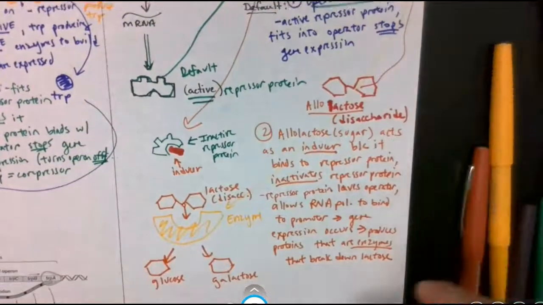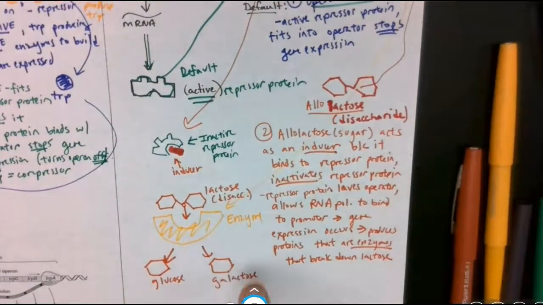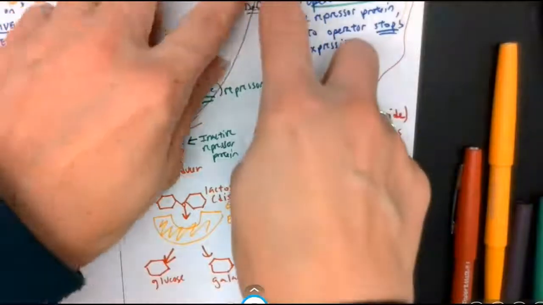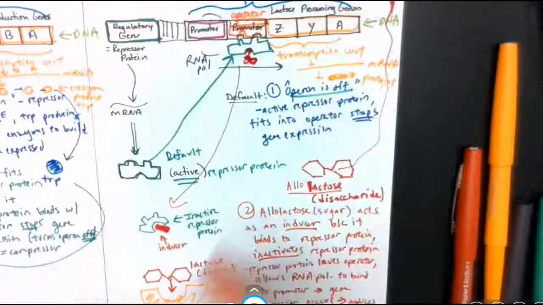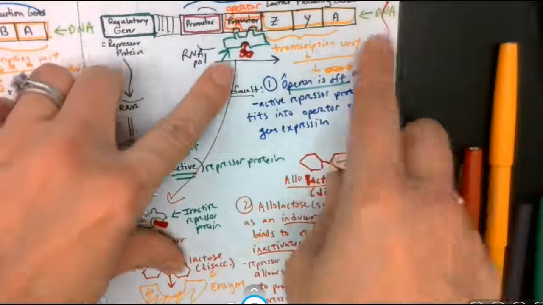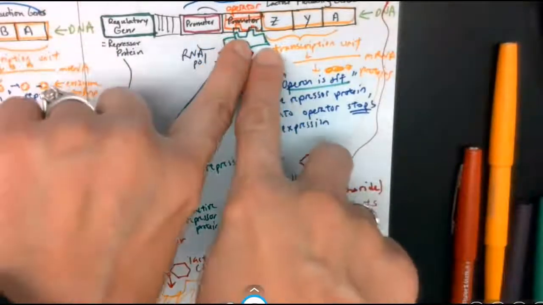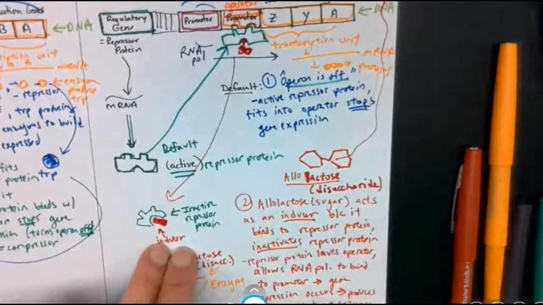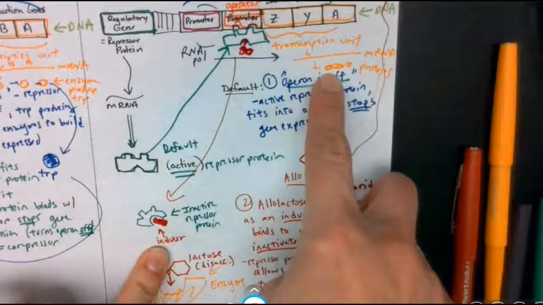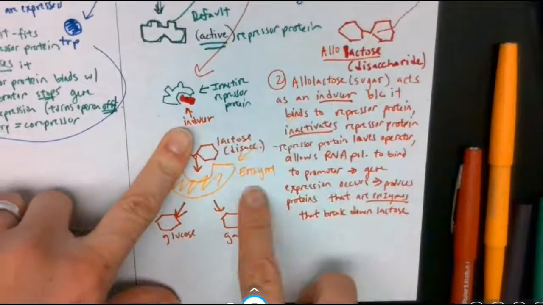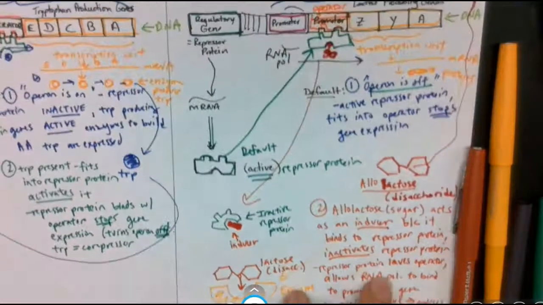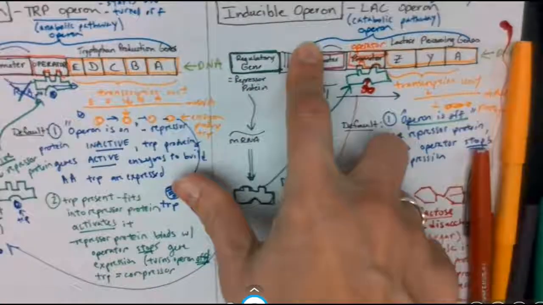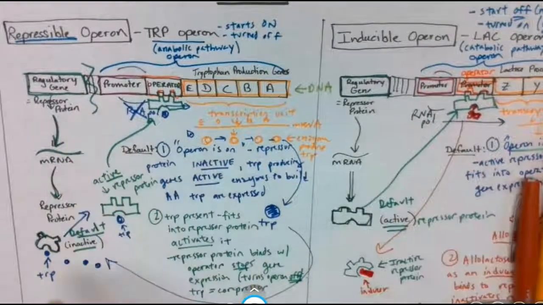So this is an example of an inducible operon. It's off, this repressor protein is active, this operon is off when there's no lactose. When lactose is present, the repressor protein becomes inactivated so that transcription and translation can occur, so we can produce this enzyme to break down lactose. So this is our example of our inducible operon, and this is our example of our repressible operon.